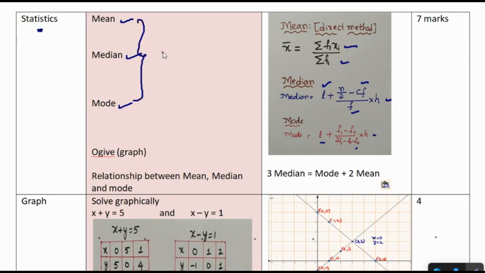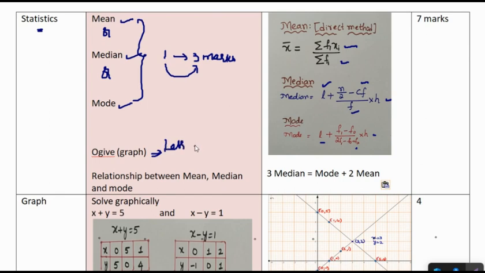Among these three concepts, we will get one question for 3 marks. Internal choice will be there. The choice will be among mean or median or mode, or mean or mode. So among these three concepts, one question is going to come for 3 marks. Another 3 marks question from this statistics chapter is the ogive curve.